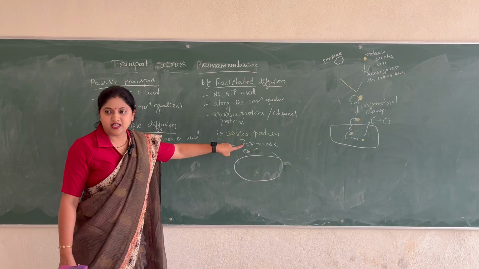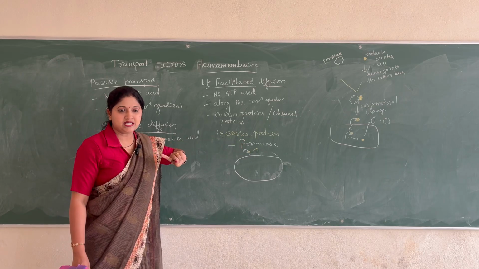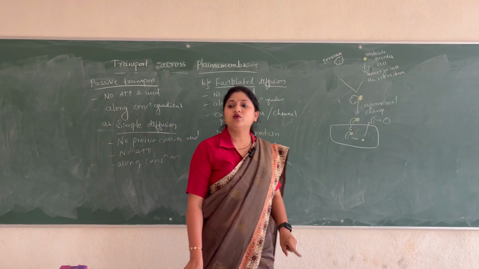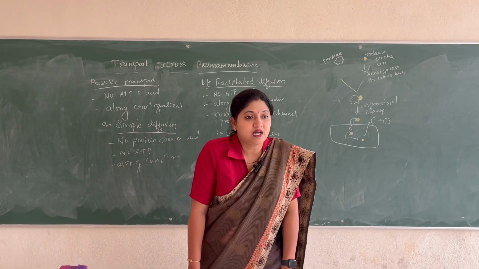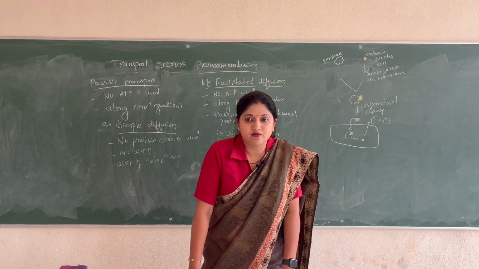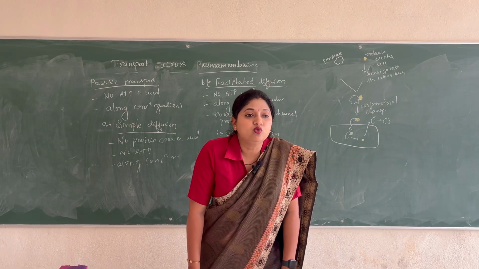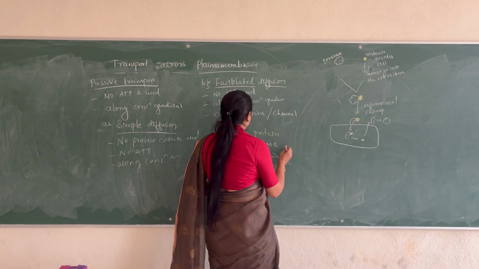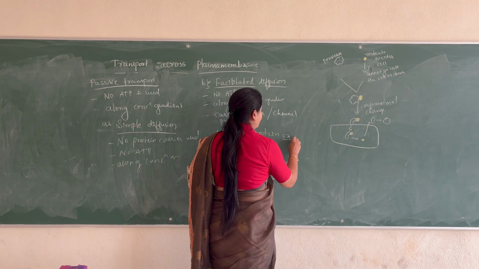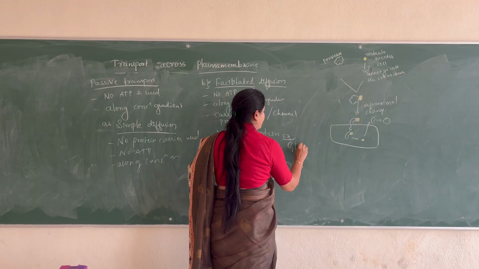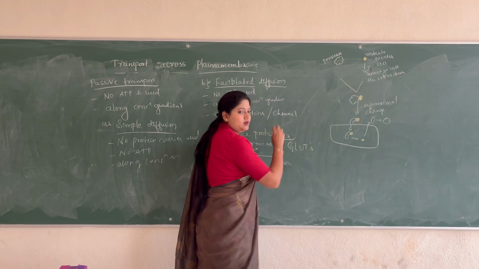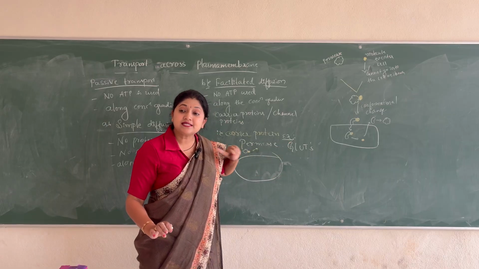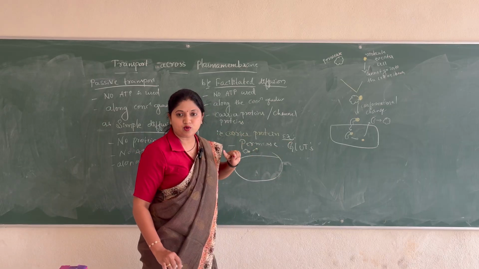What do we call this? We call them carrier proteins. One very good example for the carrier protein is the glucose transport proteins. Okay, we call them GLUTs, glucose transporters. So the example is GLUT. Glucose transporters are the best example for the carrier proteins.